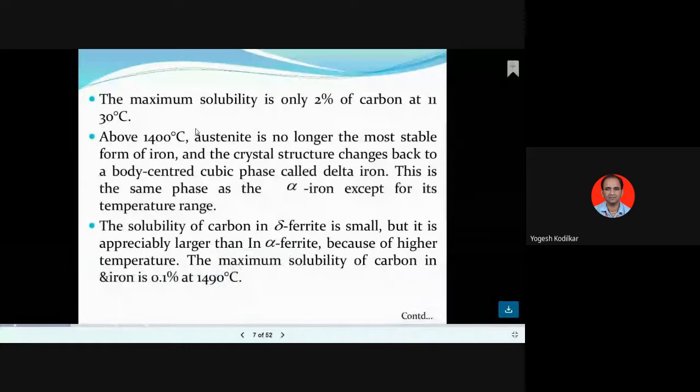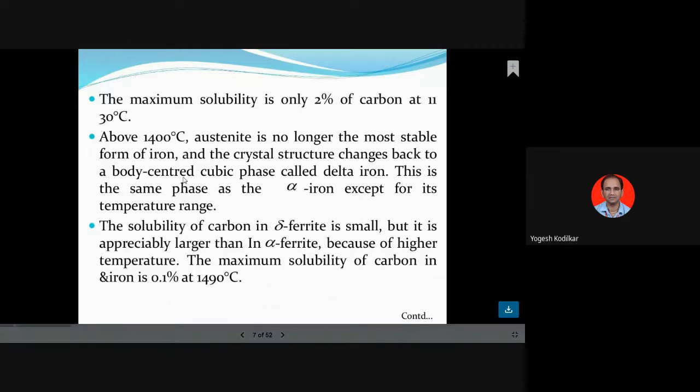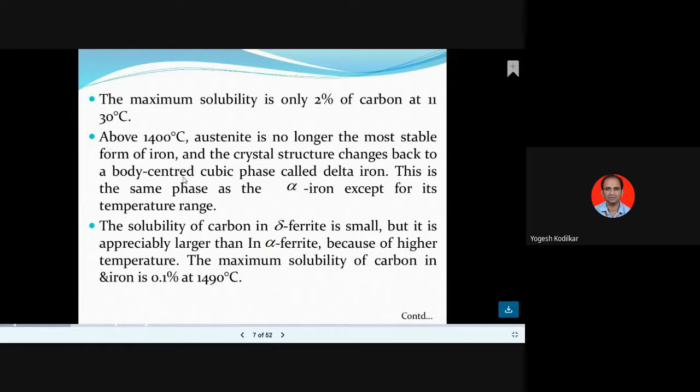The maximum solubility is only 2% of carbon at 1130 degrees Celsius. It is the gamma austenite phase. And above 1400 degrees Celsius, this austenite is no longer a stable form of iron, and the crystal structure changes back to the body centered cubic structure, also called delta iron.